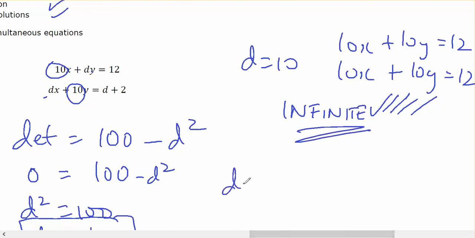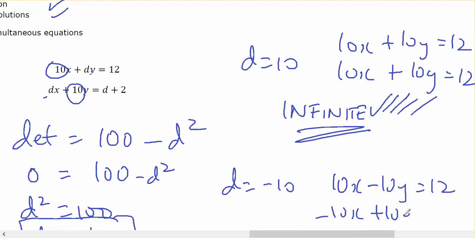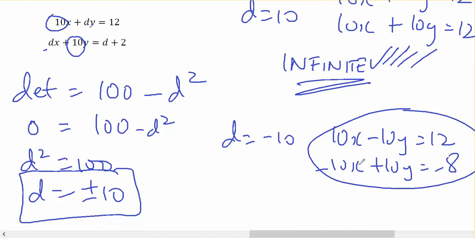And I'll check when D equals negative 10. I've got 10x minus 10y equals 12. And the second one is minus 10x plus 10y equals minus 8. And that's not going to be the same because I would be wanting negative 12 to be here. So therefore that's going to give me no solutions.